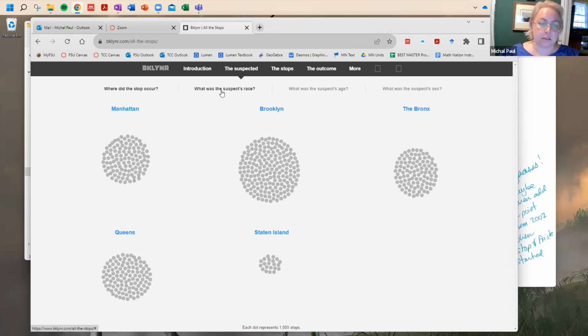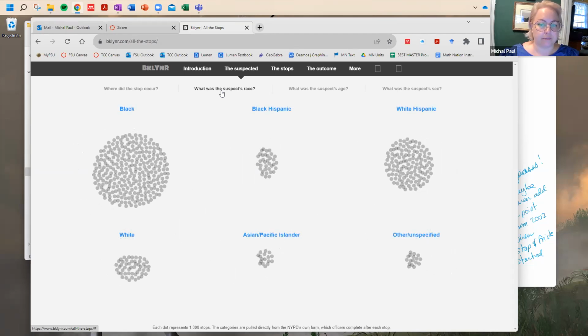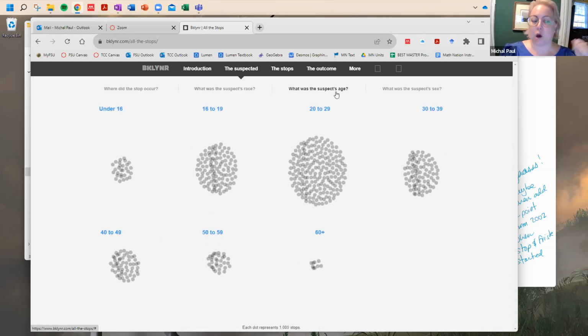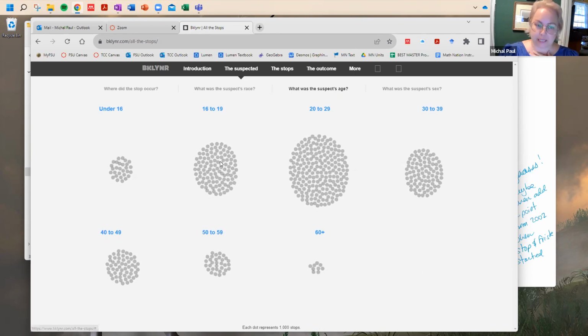But you can also see, what was the suspect's race? Overwhelmingly not white, Asian, or unspecified. We have a mixture of Black Hispanic and white Hispanic. You can see just from the police's data, these people were stopped more frequently. Well, maybe they were stopped more frequently because they were breaking the law more frequently. I'm not trying to say that just because they were stopped more frequently, we have a problem, but it's giving us some information about the suspects. Overwhelmingly, these were young people, in particular 16 to 40, really 16 to 29, but 16 to 40 is the biggest group.